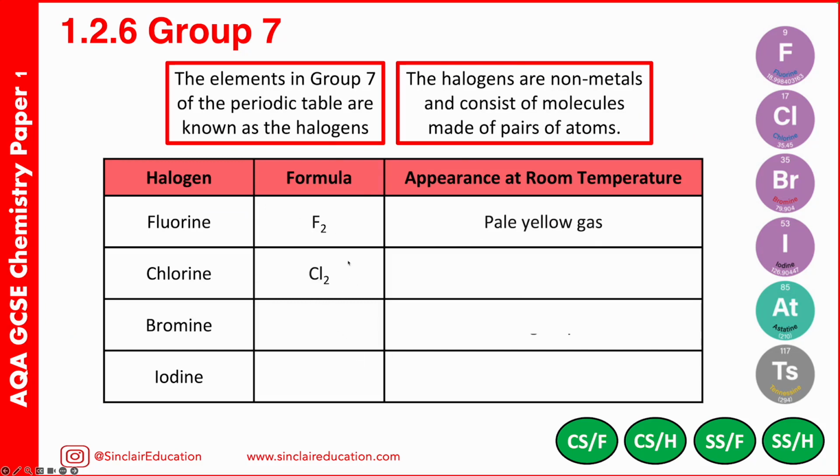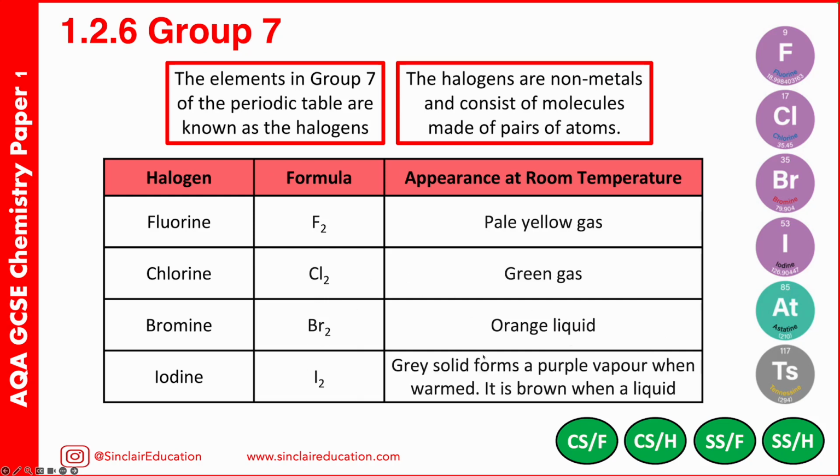Chlorine, notice, Cl2, now our green gas. Bromine, Br2, our brownie, reddy orangey liquid. While iodine will be I2, and this will now be our grey solid that when warmed will turn into a purple vapour. It's also brown when a liquid, so if we add this into solution, for example.